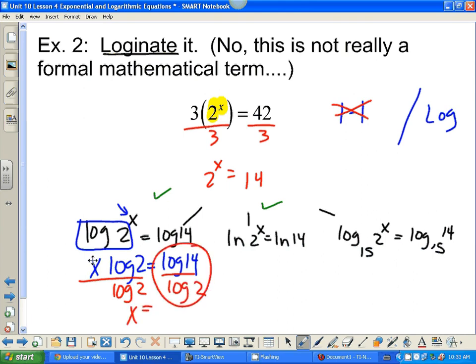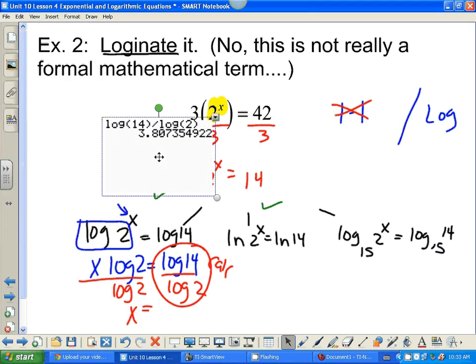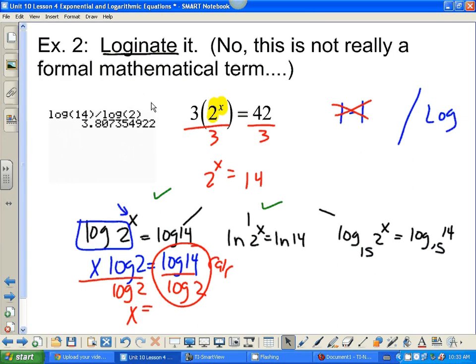This becomes something that I input into my calculator. Okay, so I have the log of 14. Make sure you close the parentheses. Divided by the log of 2. So my final answer to this, and hopefully this makes sense, that if you think about 2 raised to the 3rd power is 8, 2 raised to the 4th power is 16. So if I'm trying to find a power that gives me 14, 3.8 seems like a pretty logical answer.